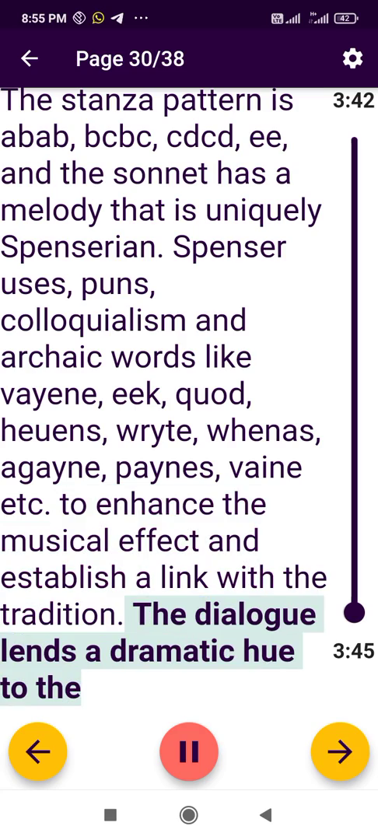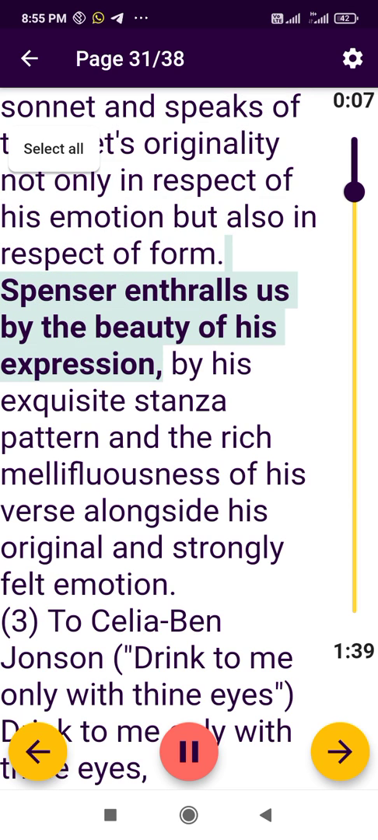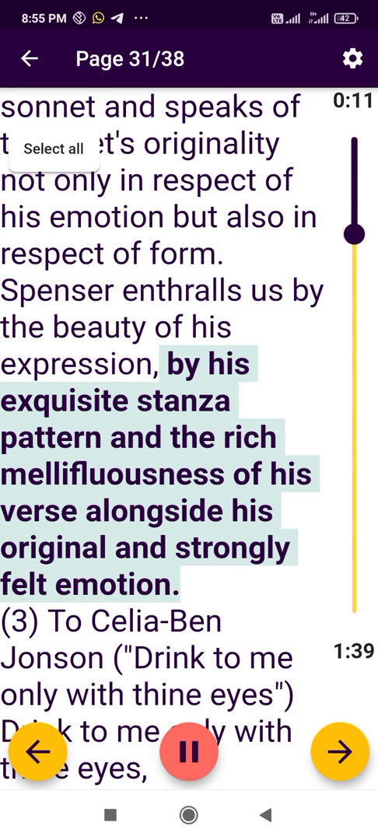The dialogue lends a dramatic hue to the sonnet and speaks of the poet's originality not only in respect of his emotion, but also in respect of form. Spenser enthralls us by the beauty of his expression, by his exquisite stanza pattern, and the rich mellifluousness of his verse alongside his original and strongly felt emotion.